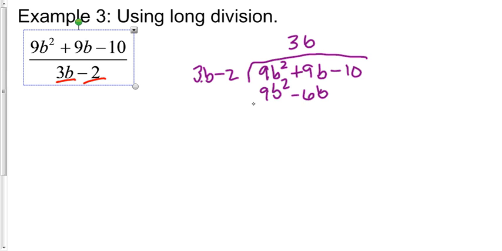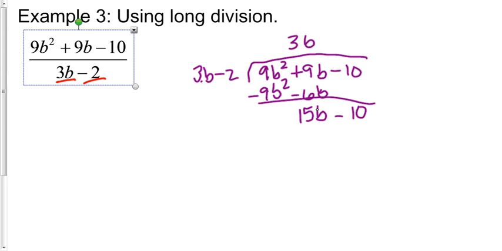Now you draw a line underneath, and we subtract. 9b squared minus 9b squared is 0. Subtract the b's. 9b minus negative 6b. We've got a double negative there, so it's really like adding, and we get 15b. Now we drop down the next term, negative 10. And we start over with the process.